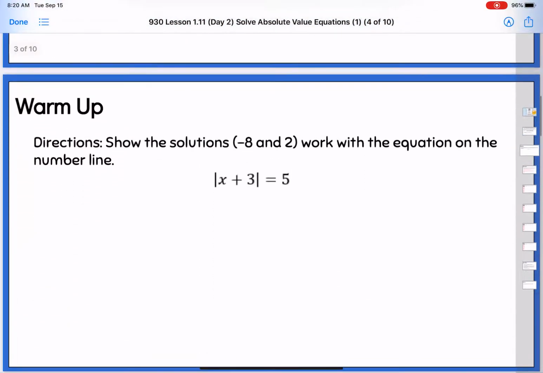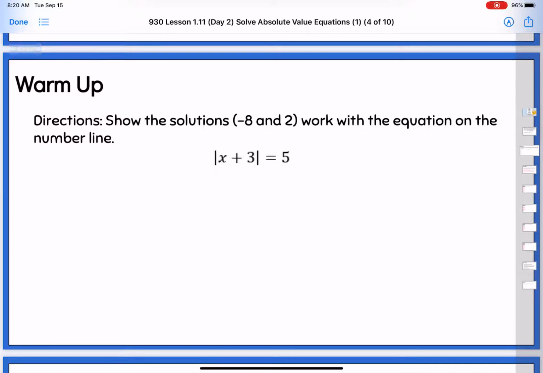All right, so to get us warmed up and ready, we're going to link up to yesterday's work a little bit. This warm-up says, show that the solutions -8 and 2 work with the equation on a number line. Go ahead and pause your video and see what you can do with that warm-up.